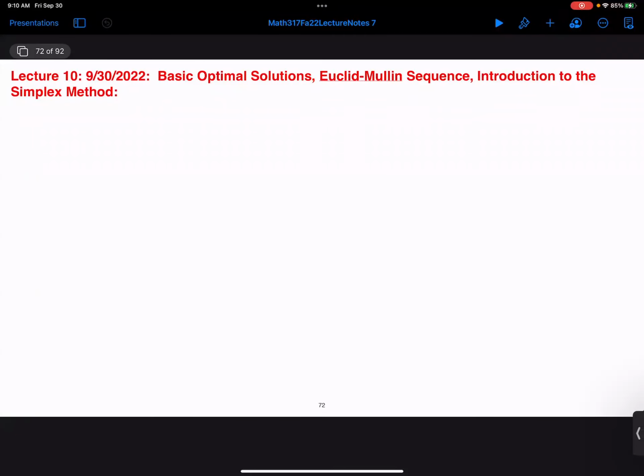Okay, so what I want to do is talk a little bit about, we talked about basic optimal solutions, basic feasible solutions, and now we're going to lead into the simplex method, which is one of the best ways of solving problems like this.